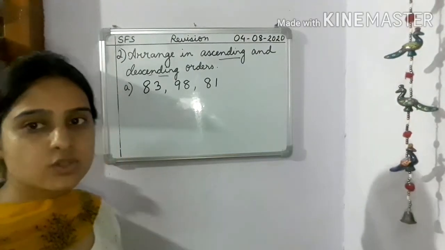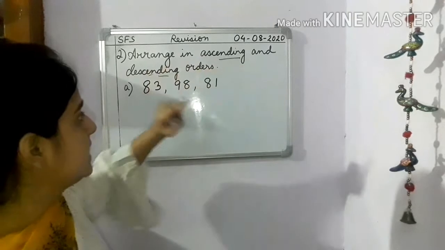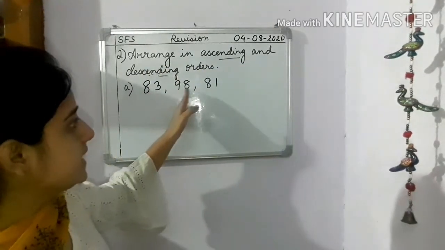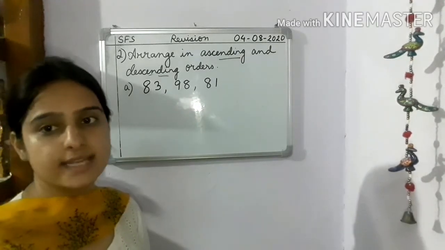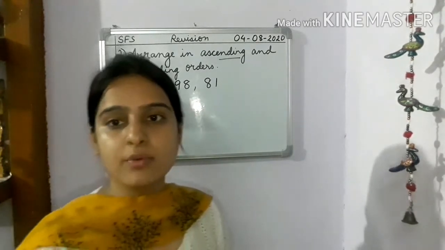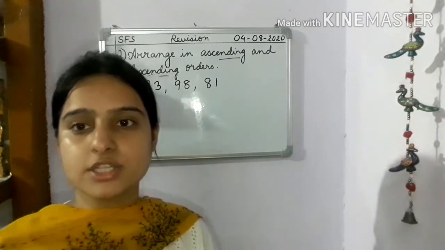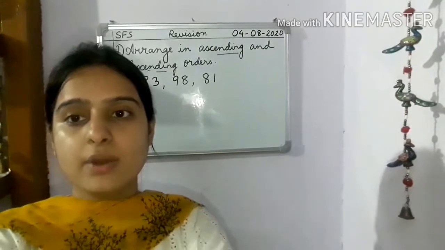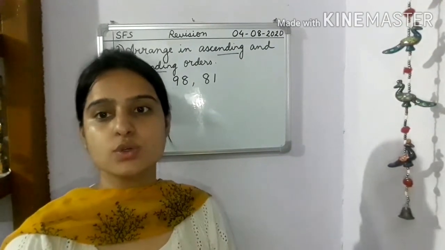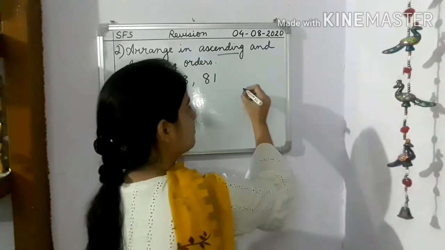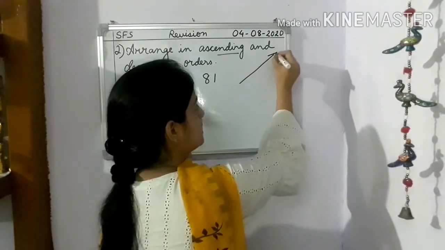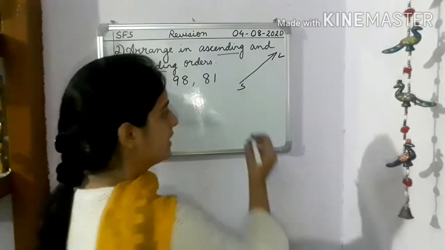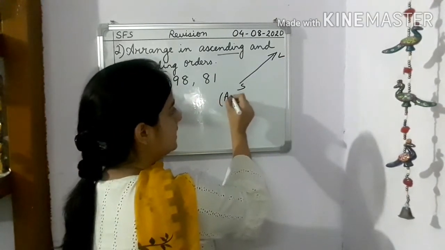Children, let's start our next question. Question number 2. Arrange in ascending and descending order. So we are going to arrange numbers 83, 98 and 81 in ascending and descending orders. So do you remember what is ascending order and what is descending order, children? Ascending order is the numbers arranged from smallest to largest. Smallest to largest, which is arranged, children, is your ascending order.